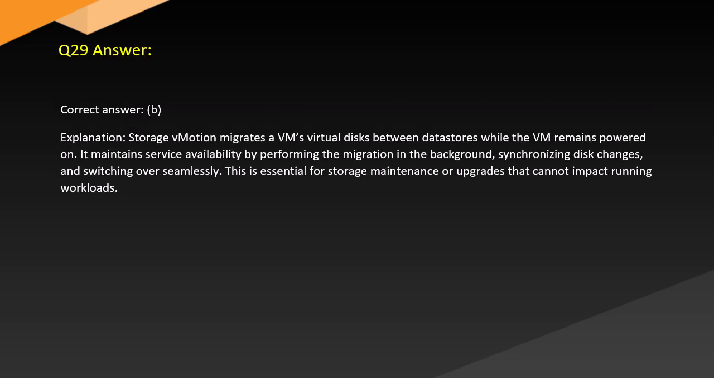Answer. Correct answer, B. Explanation. Storage vMotion migrates a VM's virtual disks between datastores while the VM remains powered on. It maintains service availability by performing the migration in the background, synchronizing disk changes, and switching over seamlessly. This is essential for storage maintenance or upgrades that cannot impact running workloads.